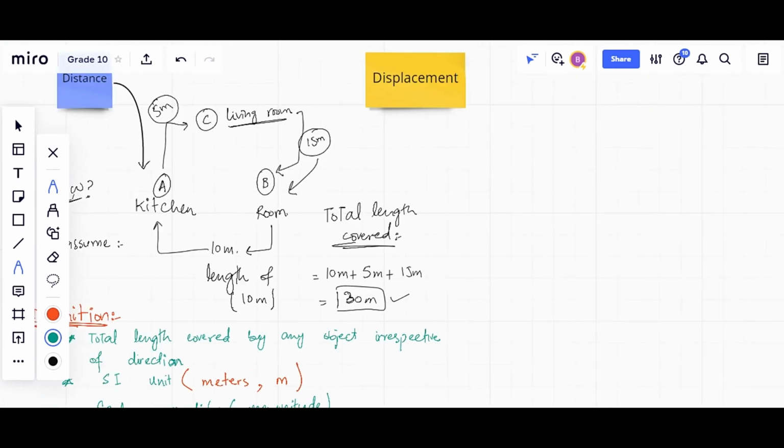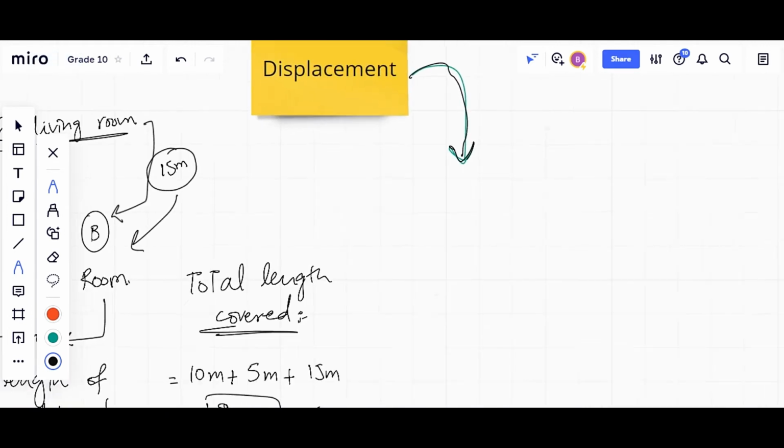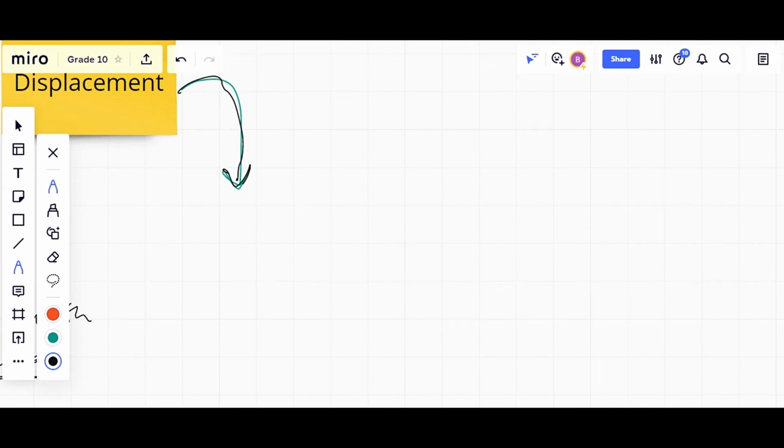Now coming towards the second part of the discussion, which is displacement. What is displacement? How can we elaborate displacement? And what are the differences between distance and displacement? As we discussed, distance is considered to be the length of the journey, the length of your movement from one point to another point.